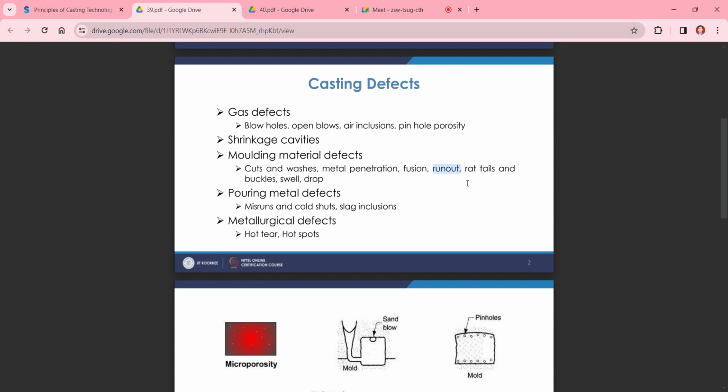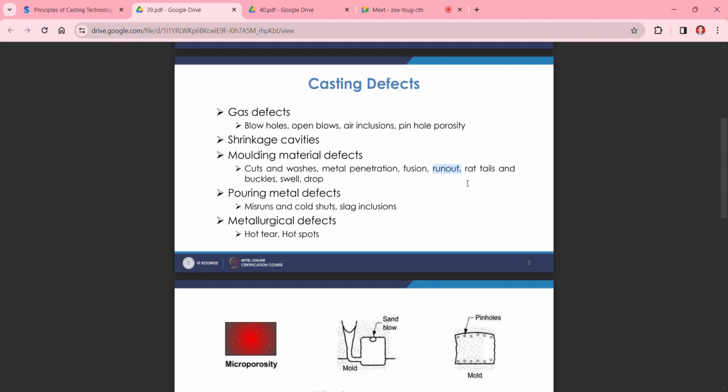As you can see, there is a run out defect, so that will create the run out defect or cuts and washes defect. Then we talk about metal penetration defect. Metal penetration defect will come due to the penetration of metal inside your sand mold, due to the high pressure, because when we are pouring the molten metal inside your castings, it is going with very high velocity. Due to that high velocity, it is going to erode your sand, so the erosion of sand will create that metal penetration defect.